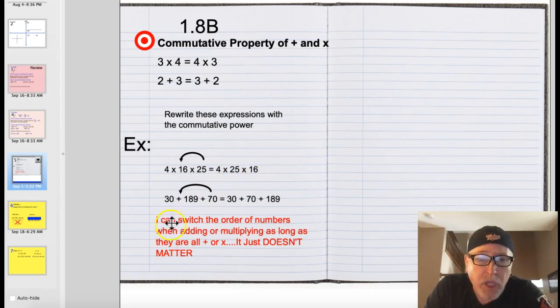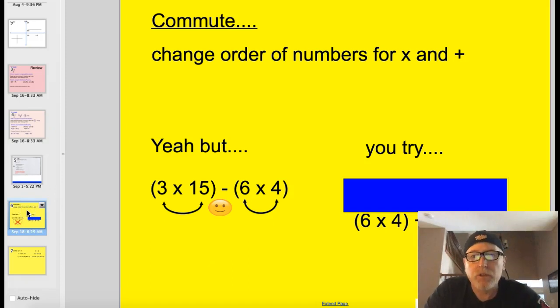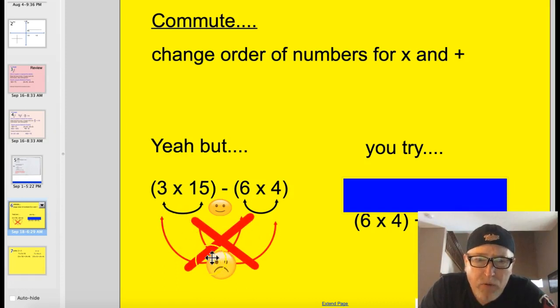Be smarter. Let's see. 30 plus 189 plus 70. Well, let's rewrite that and make that 30 plus 70. That would be 100 plus 189 would make 289. Bam. Remember? Mathlete. Wow. Cool stuff. All right. So when we're commuting, we're just changing the order of the numbers. A couple of yeah buts here. Remember that in the commutative property, you can move these numbers around inside the parentheses, but you can't take and move the 3 and put it over here and move it into a different set of parentheses.